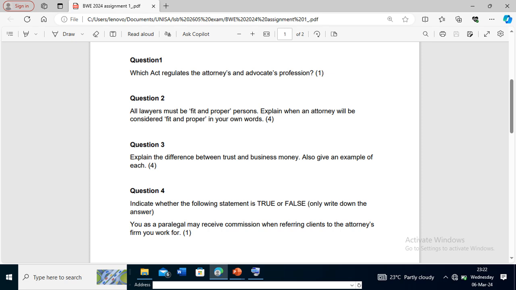Question 2. All lawyers must be fit and proper persons. Explain when an attorney will be considered fit in your own words. Guys, "in your own words" does not work, because they will regard you as a person who does not know anything. So you just have to answer, or rather paraphrase.